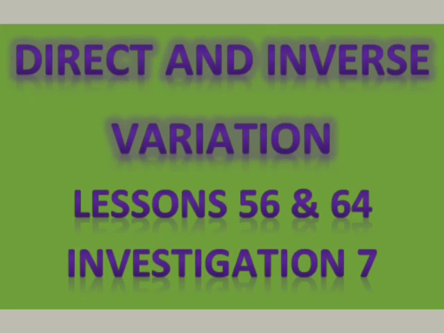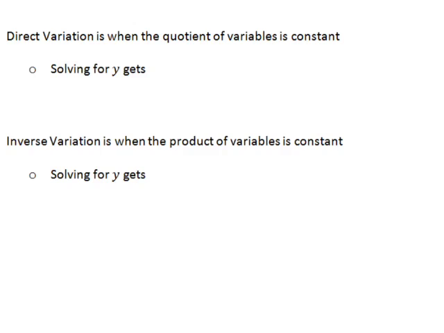Direct and inverse variation. Direct variation is when the quotient of variables is constant. So if you'll remember that the constant is k and quotient is division, so k equals y over x.